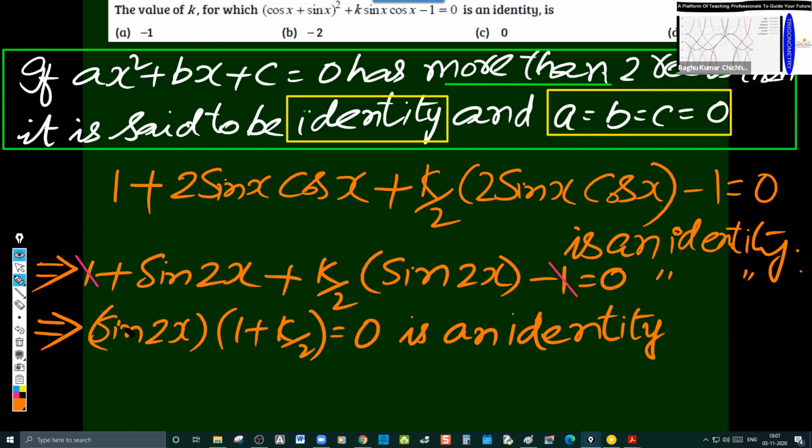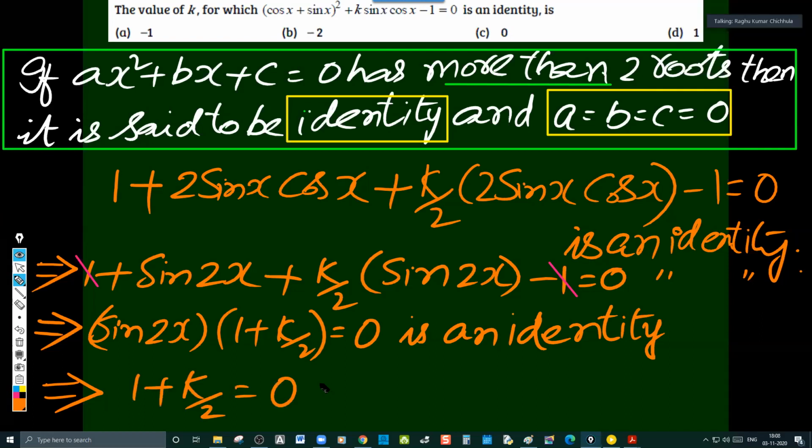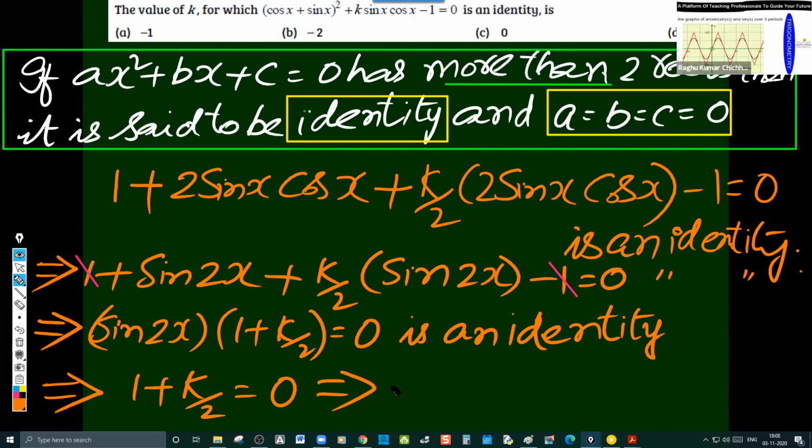Are you with me? Yes, sir. For all values of x, this will not become 0. But it is given that it is an identity. An identity means it should be 0 for all the values of x. Then this will not depend on x, but on the constant. Hence 1 plus k by 2 must be 0. If it is 0, then everything becomes 0, and thereby k becomes minus 2.